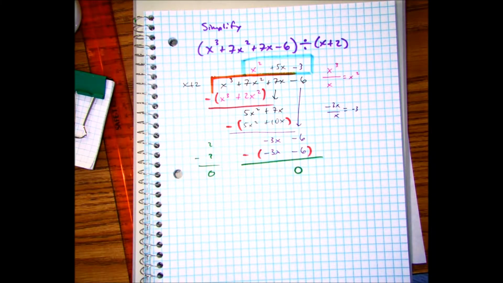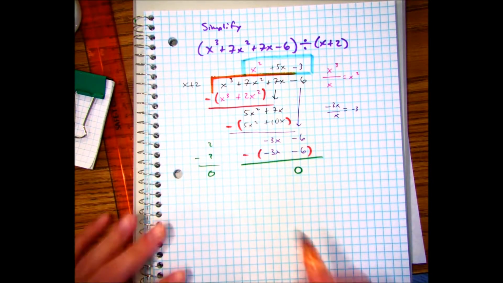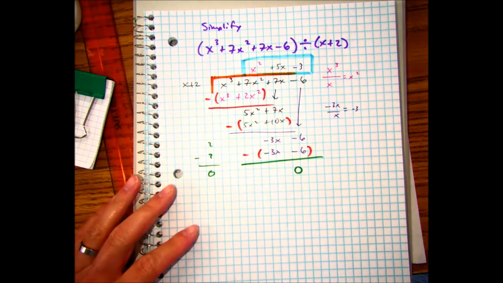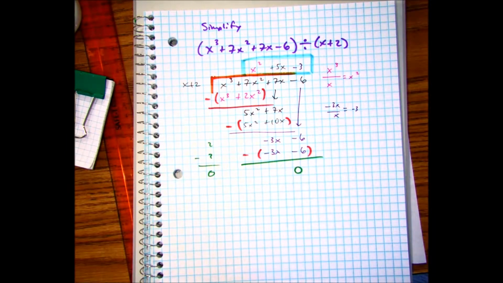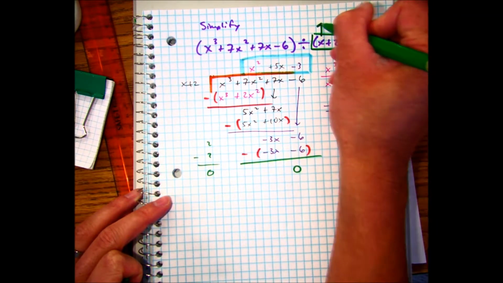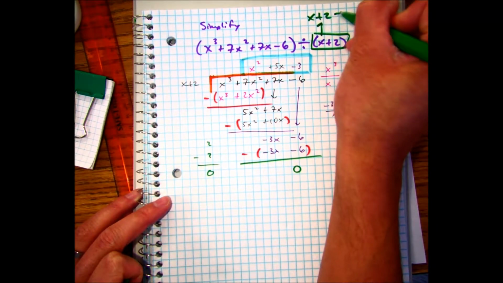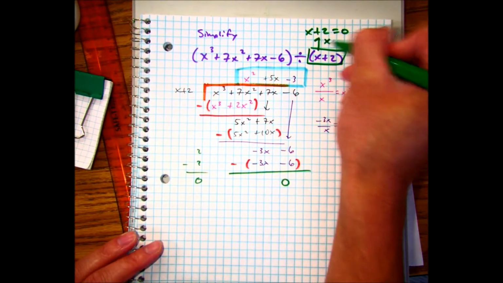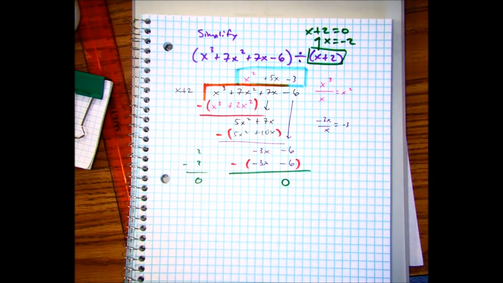So we just completed a long division problem of polynomials, and now I want to show you guys how to do this with synthetic division. Class, what's the first thing we need to do? Zero product. So let me show you a zero product. I'm going to take x plus 2 and set it equal to 0. And class, when you solve that, subtract 2, x is equal to negative 2.